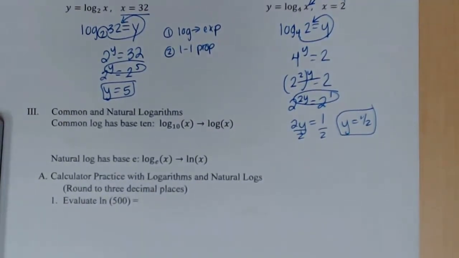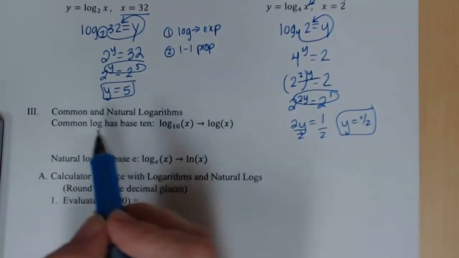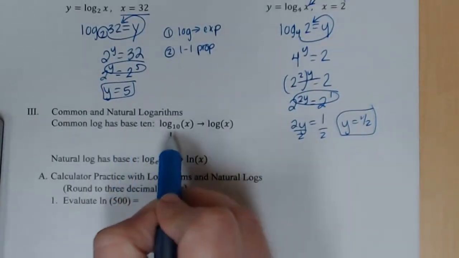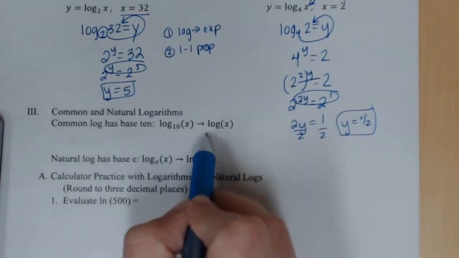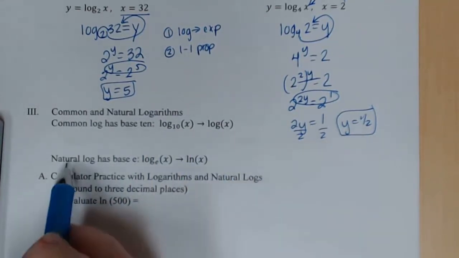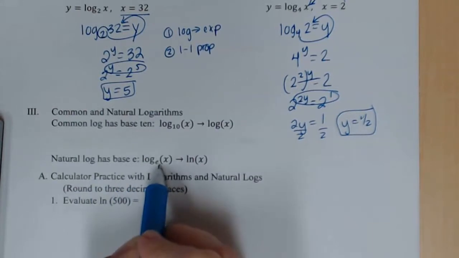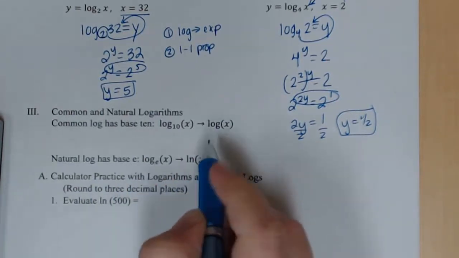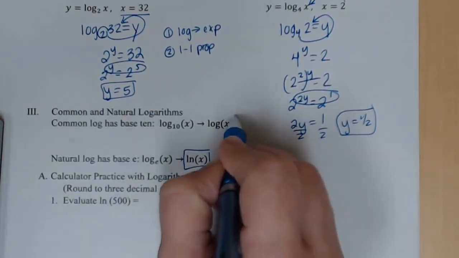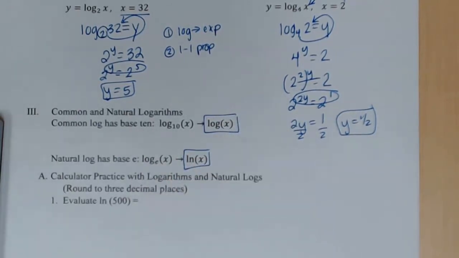Now speaking of calculators, there are 2 different types of logs that we can type in our calculators at this point. We can do the common log that's base 10, which we could write a base 10 there, but a lot of times it's written without. And there's the natural log that has base e, which again, we typically don't write log base e, we write ln x. So these are the 2 forms that you're able to work with on your calculator without any additional processes.